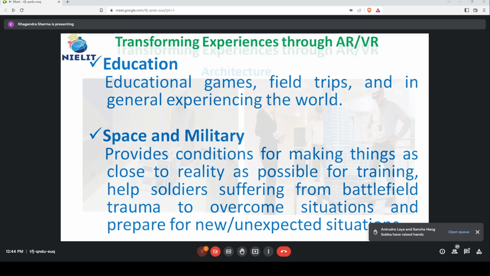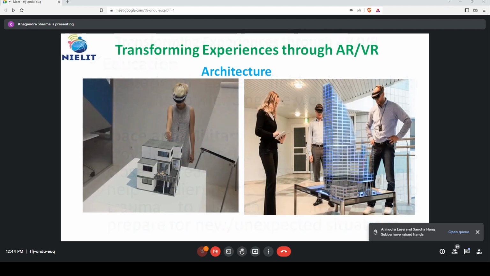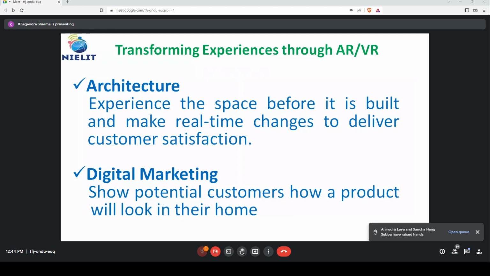Similarly, in case of architecture, designing of buildings and all. It's not just designing using some CAD software or something. Much before the structure is built, you start experiencing how it looks. You feel as if you are within that particular building itself when you are at the design stage itself. So there also you can use AR and VR. Experience the space before it is built and make real-time changes to deliver customer satisfaction.